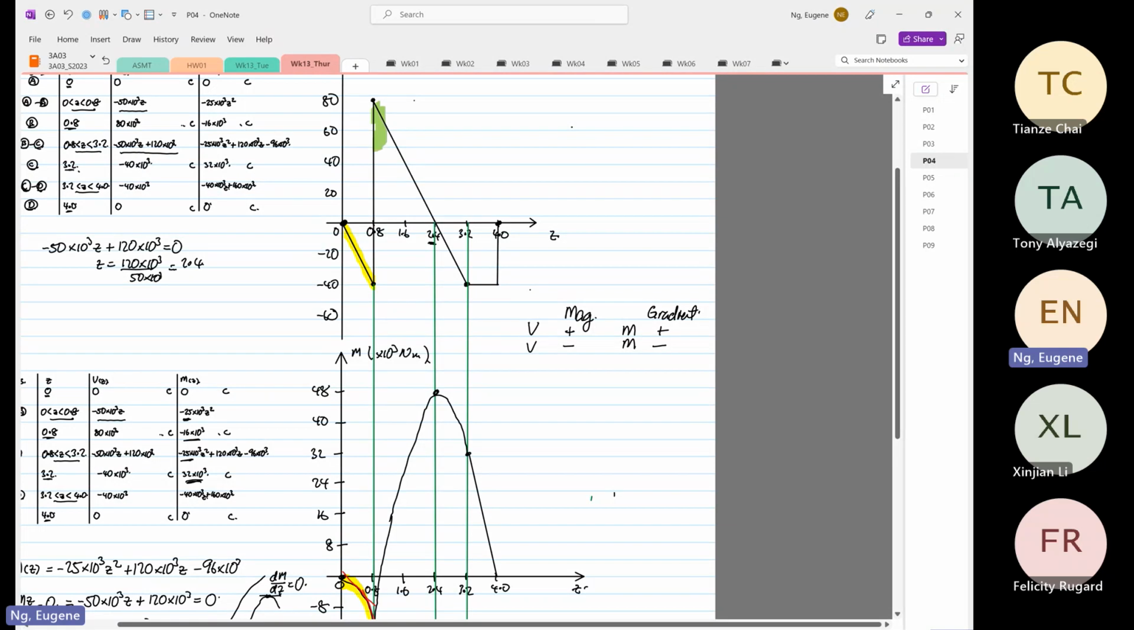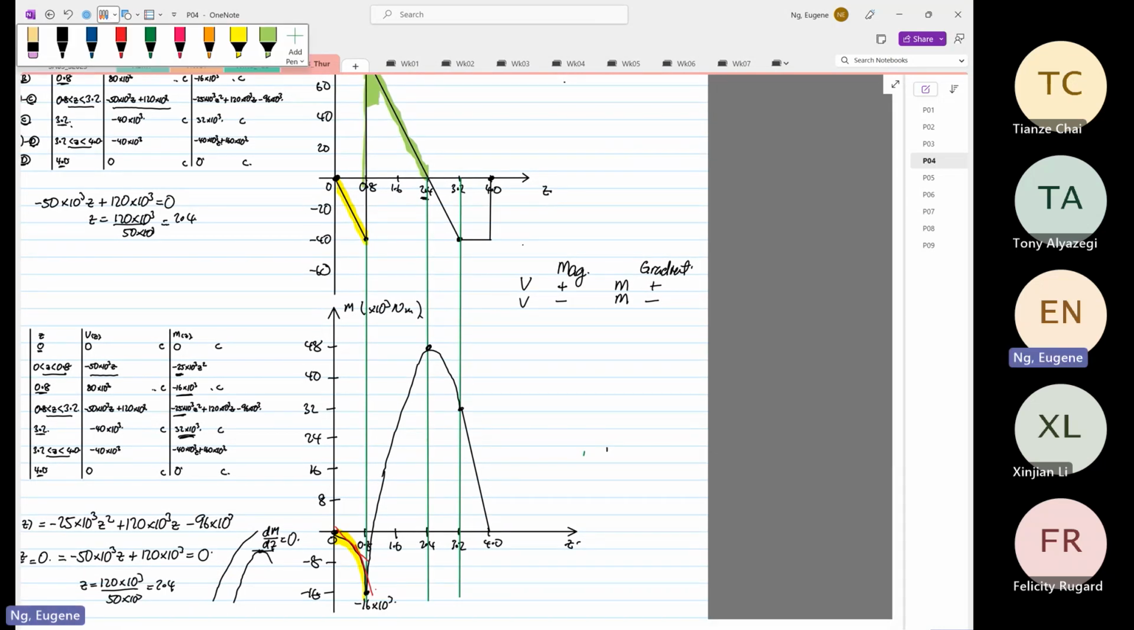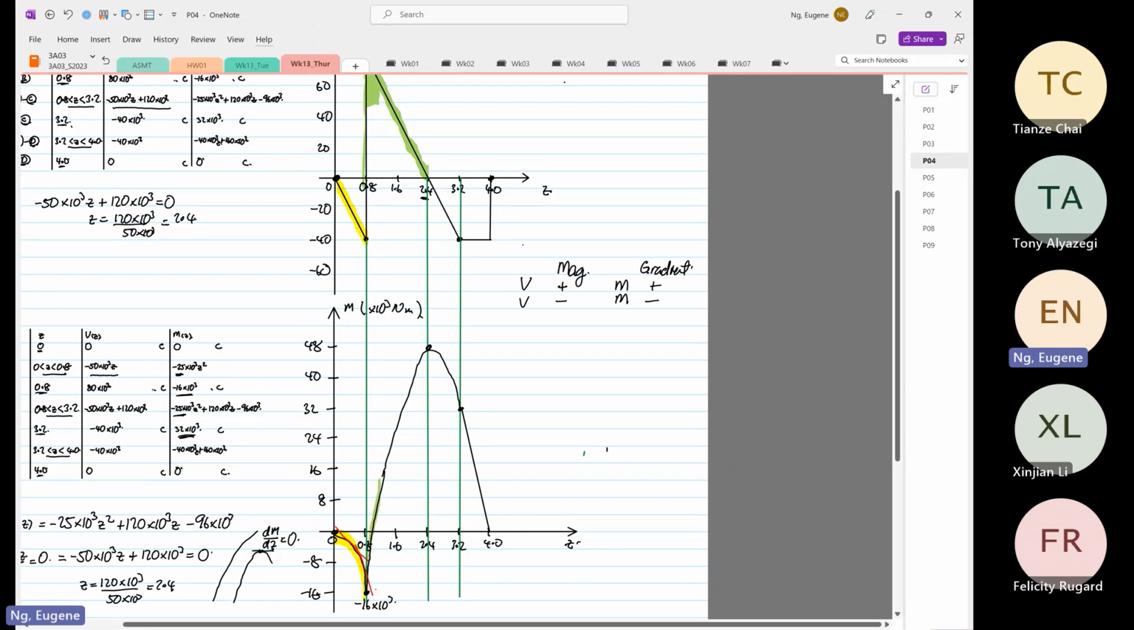Then over here, in fact, this will be a better example. In this region, the gradients are all positive magnitude. So the bending moment over here will have a positive gradient. You can see this gradient down here is all positive. So that's a relationship.